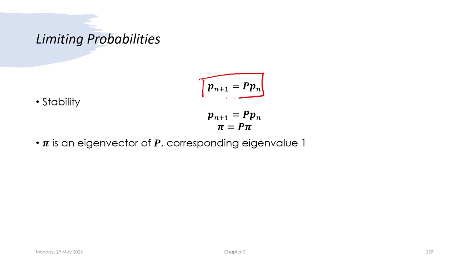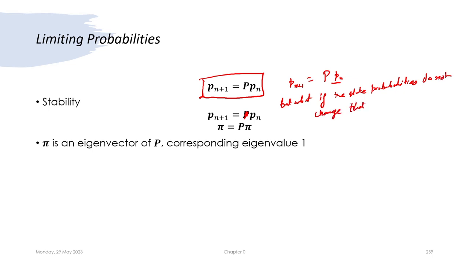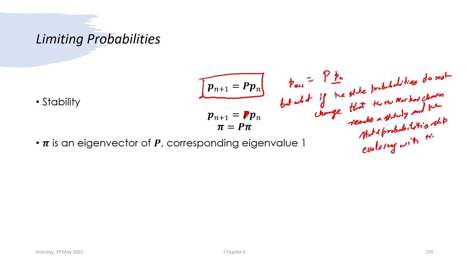In general, for a Markov chain, we know that p n plus 1 equals p times p n. This is true. But what if the state probabilities do not change? That is, the Markov chain reaches a steady state and the state probabilities stop evolving with time. Is this possible?